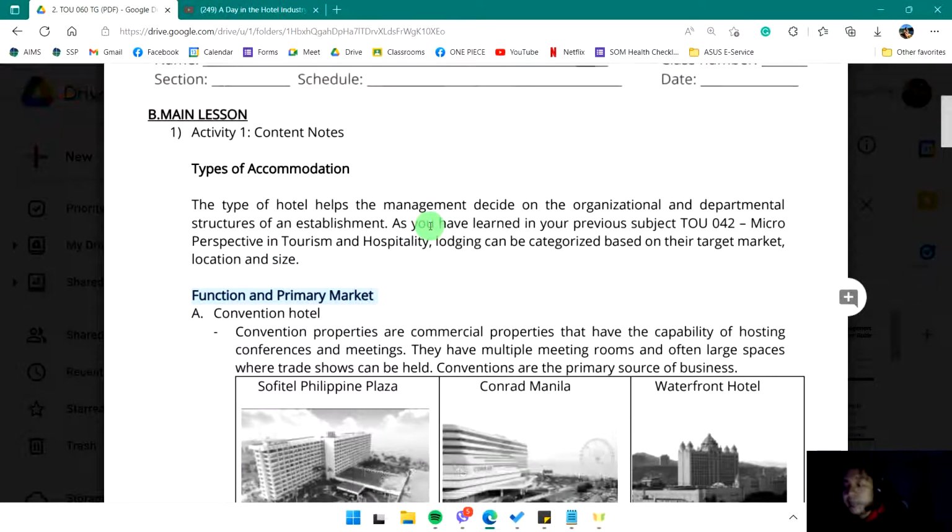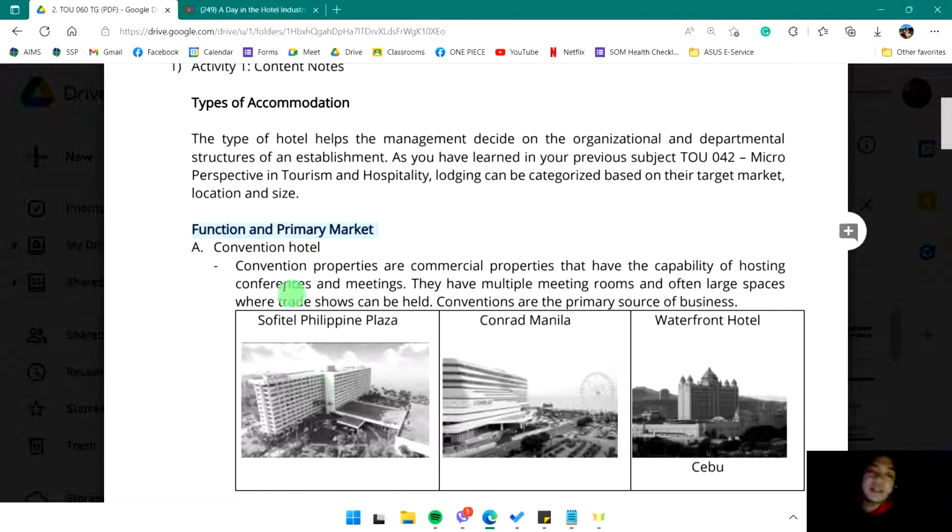Yung pinaka-objective nung hotel na yun or pinaka-function niya. So first, we have convention hotels.